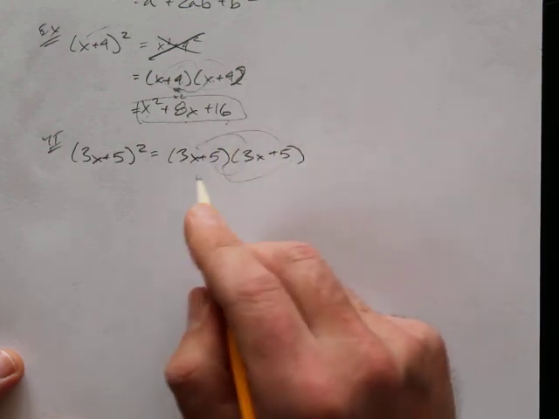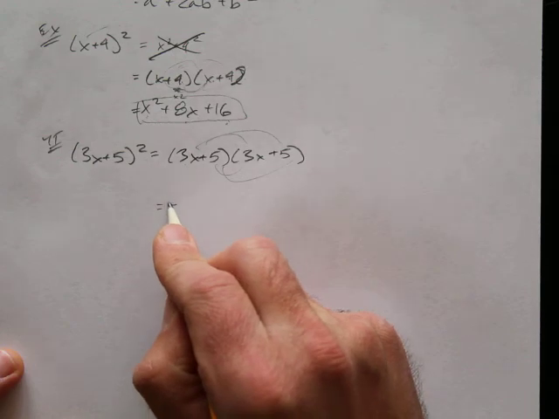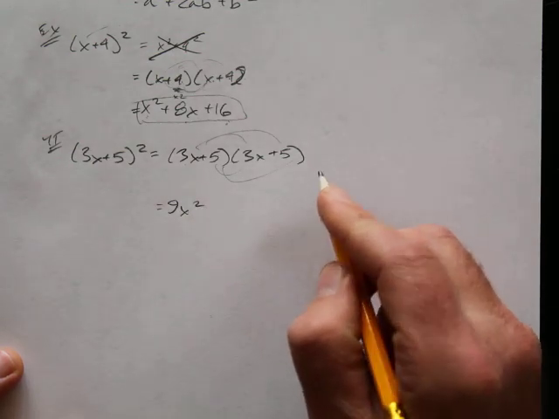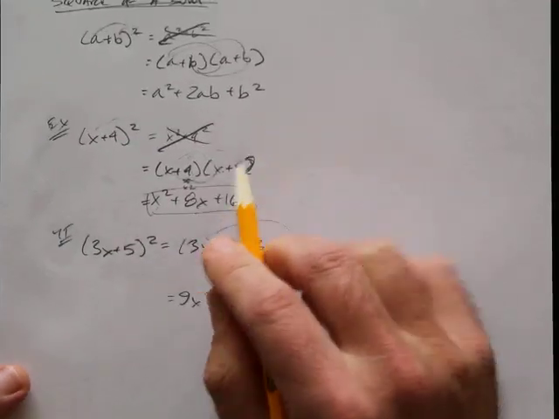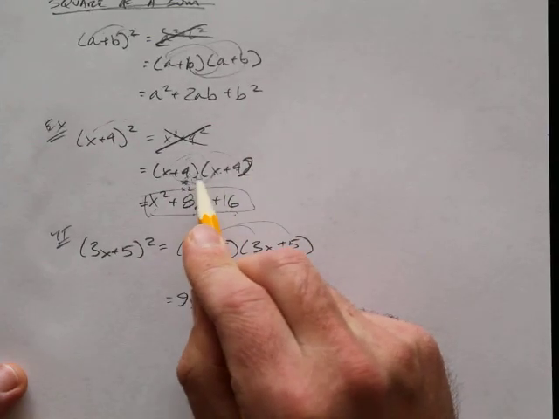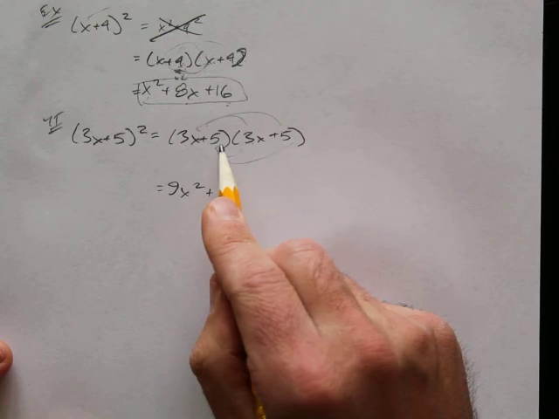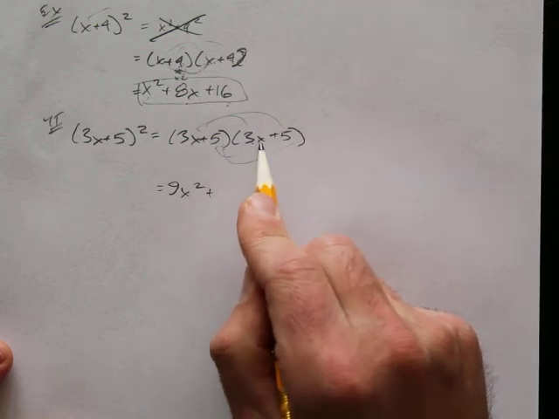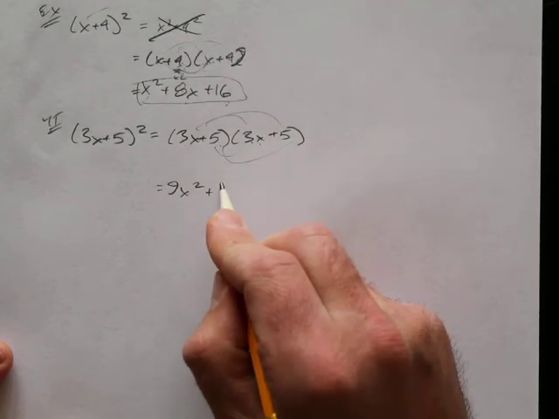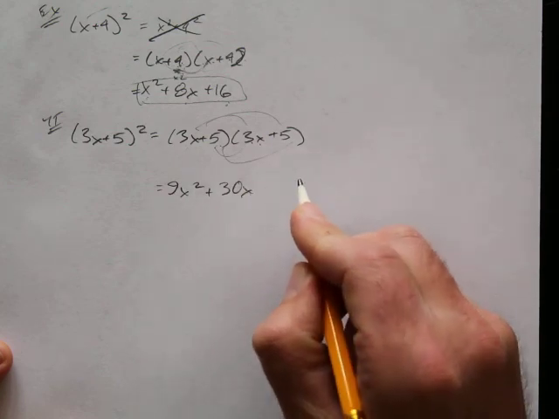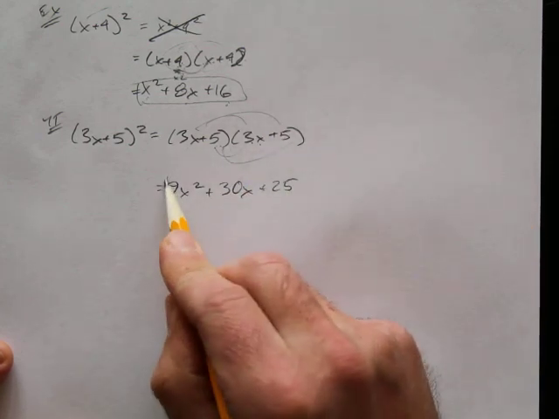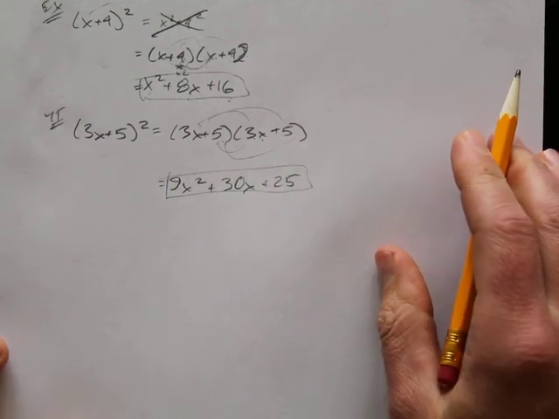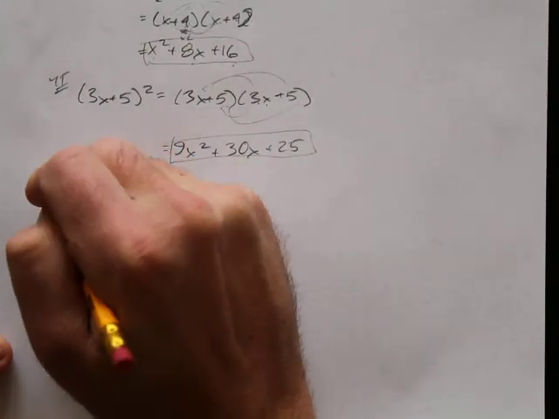So you should end up with 9x squared plus 3 times 5, times 2. Anyway, 3 times 5 is 15, times 2 is 30x, and then 5 times 5 is 25. So there's your answer there. You try again.